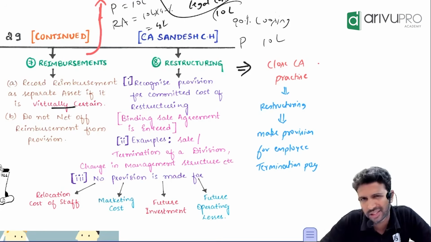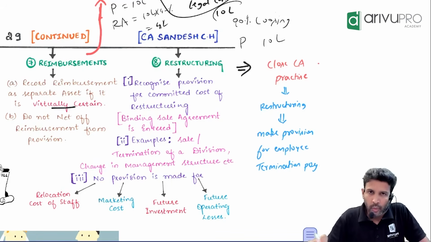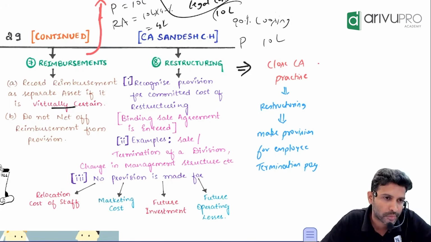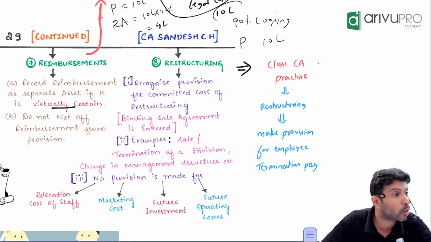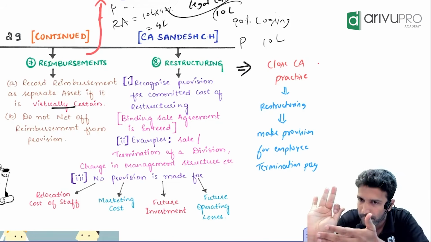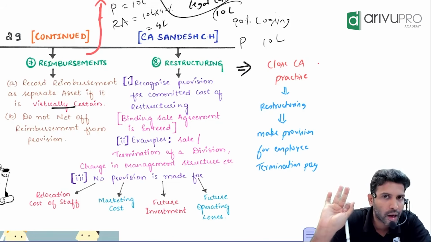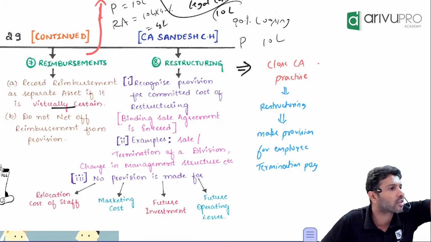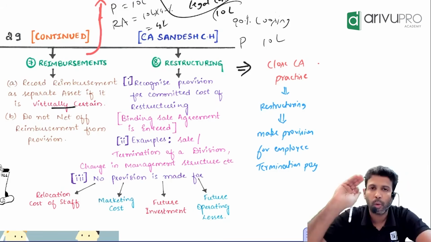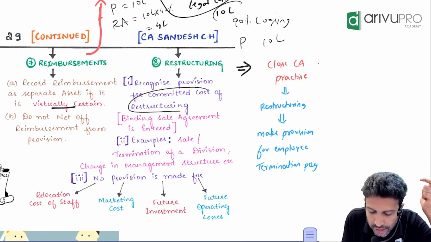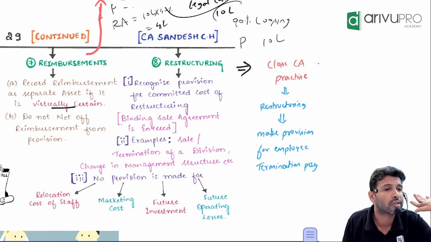What AS 29 says is, same drama. When you make a plan, just because you have made a plan, don't immediately recognize a restructuring provision. That plan should be pakka, meaning it should be approved. You remember termination benefits we discussed? It should be duly approved. So, same thing here also. You should make a detailed formal plan and that plan should be approved. It should be a pakka restructuring plan. Not today I'm saying restructuring, tomorrow I am cancelling. The plan should be approved. And AS 29 says you should make provision for restructuring for the committed cost of restructuring.